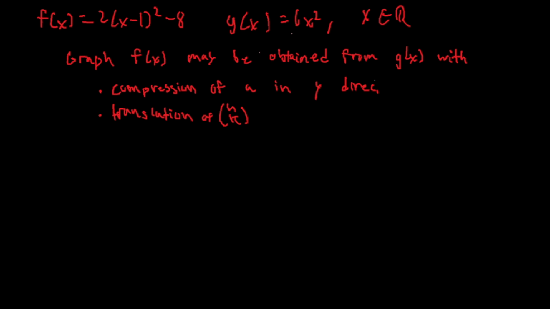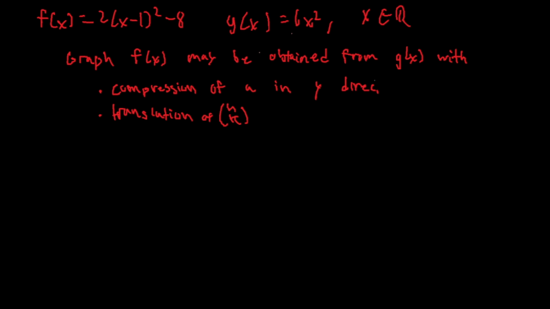Okay, now that we've gotten the easier part out of the way, we can do what I think is harder. Here we have the f of x equation, the standard one we had before, and we have a g of x equation. g of x equals 6x squared for x equals all real numbers. And it says that the graph of f of x may be obtained from the graph of g of x with the transformations, a compression of factor a in the y direction, and translation of h and k.